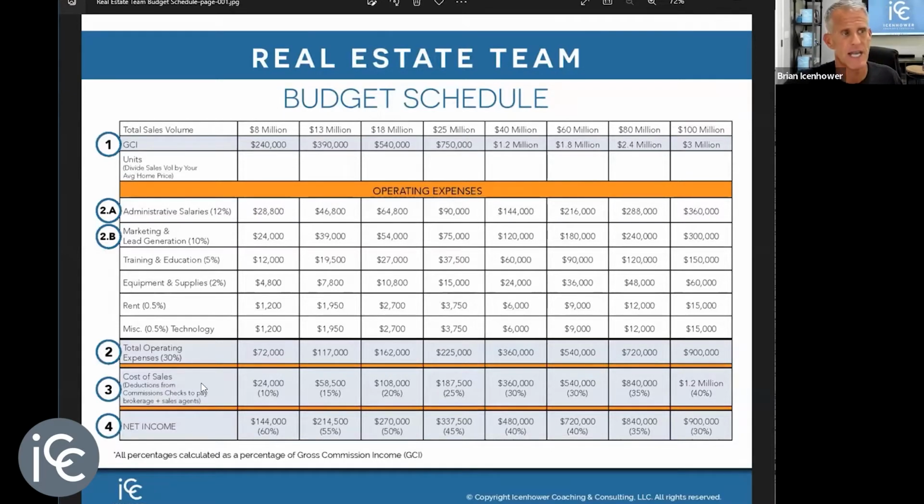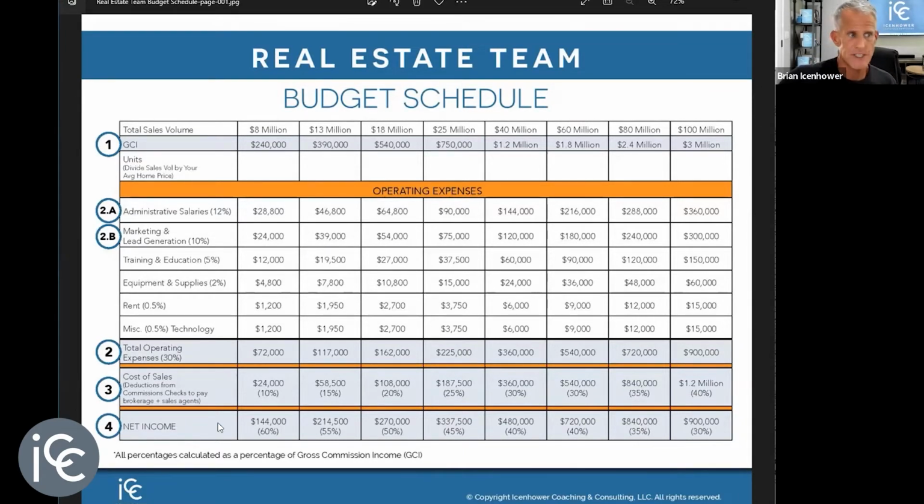Any cost that comes out of a commission when you close a transaction is a cost of sales: what you pay your broker owner, what you pay in a referral fee, or, if you have a real estate team, what you pay your buyer's agents. The percentages you pay vary as you get bigger as an agent and into a team. You're probably going to pay a much higher percentage to other agents, because you can only do so much business yourself, and a bigger chunk of your production comes from other agents rather than your own. I think that's the idea for a big team.